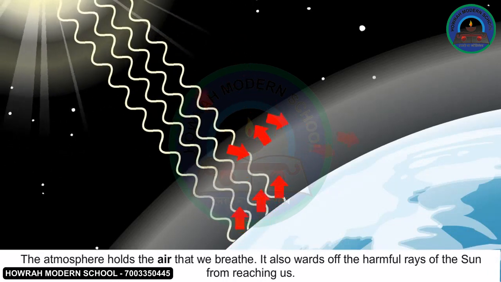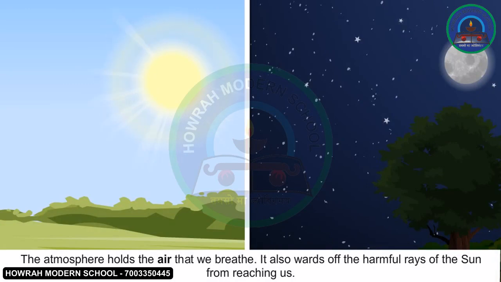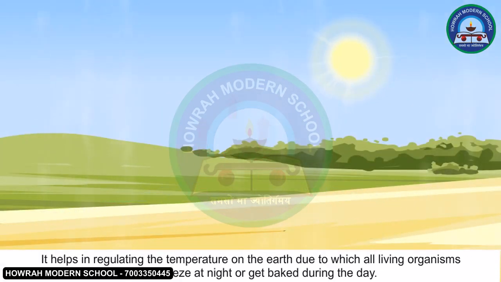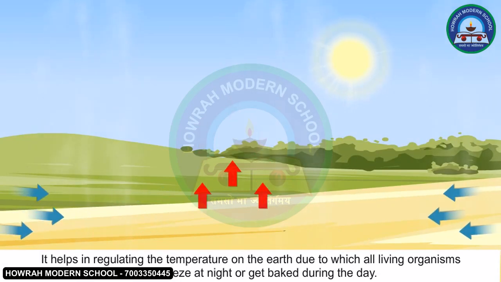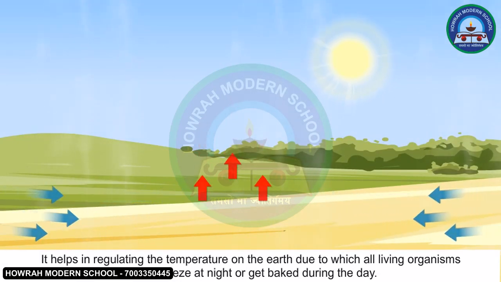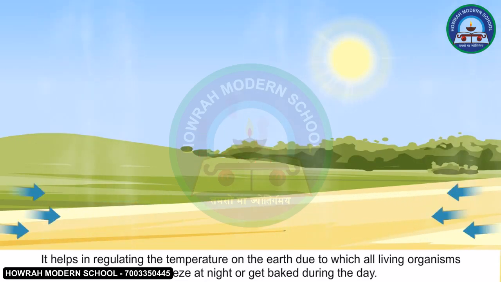The atmosphere holds the air that we breathe. It also wards off the harmful rays of the sun from reaching us. It helps in regulating the temperature on the Earth, due to which all living organisms do not freeze at night or get baked during the day.